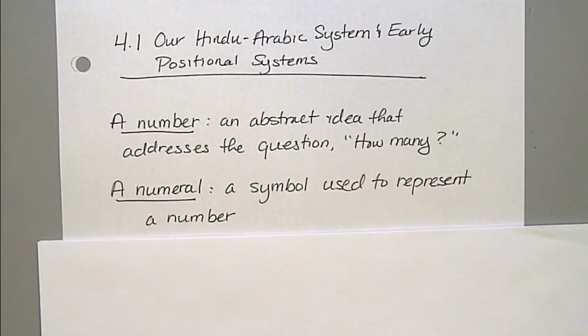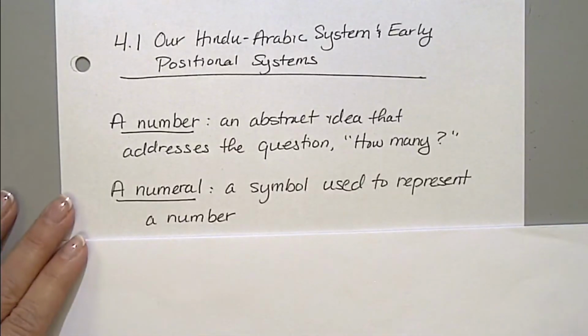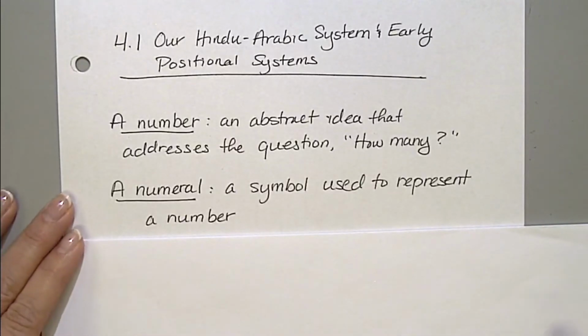First of all, knowing the difference between a number and a numeral. A number is an abstract idea that addresses the question, how many? It's an amount. Whereas a numeral is a symbol used to represent that number. You have used different numerals, maybe without even thinking about it, to represent the same number.